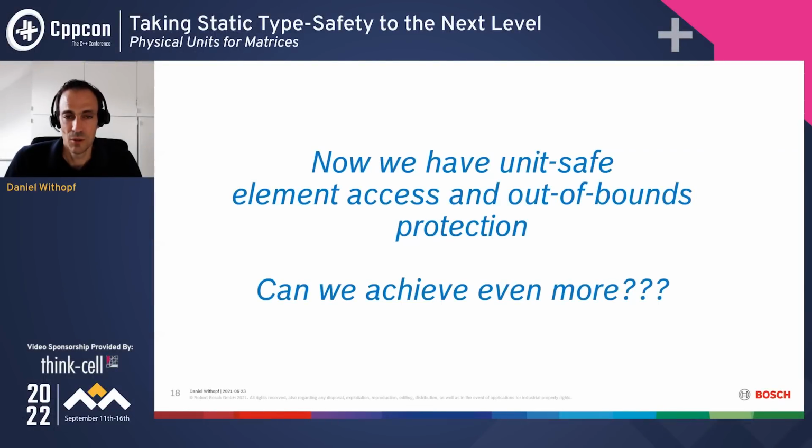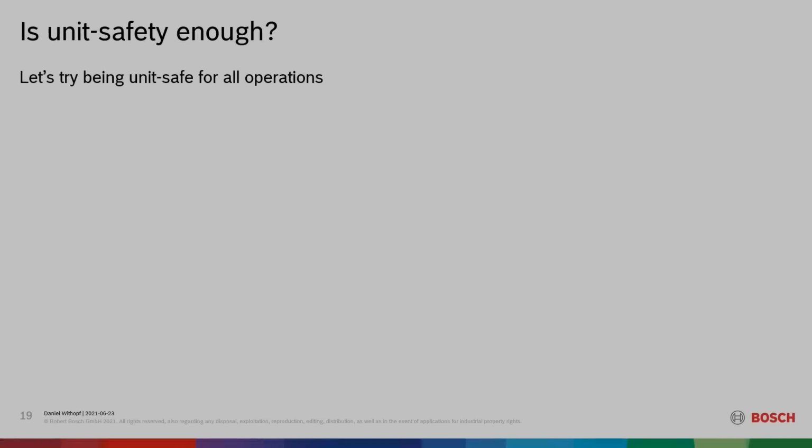So until now, we've achieved unit-safe element access and out-of-bounds protection. This was sort of the first half of my talk. Now the question is, can we achieve even more than that? And it turns out there's a lot more that we can achieve. We can almost try to represent the whole mathematical problem space inside such a library and sort of enforce the mathematical calculation rules that are usually valid for vectors and matrices.